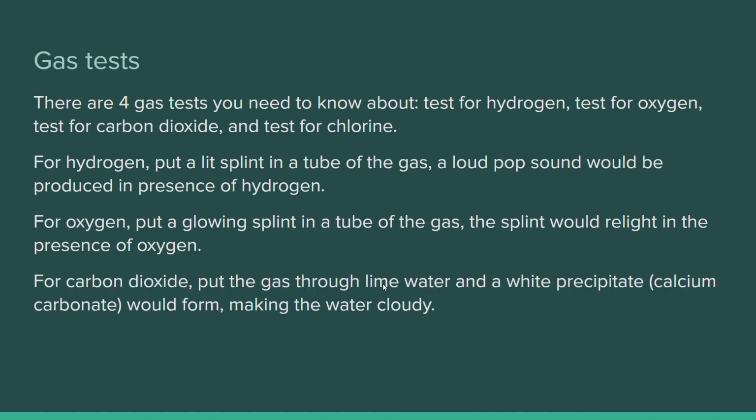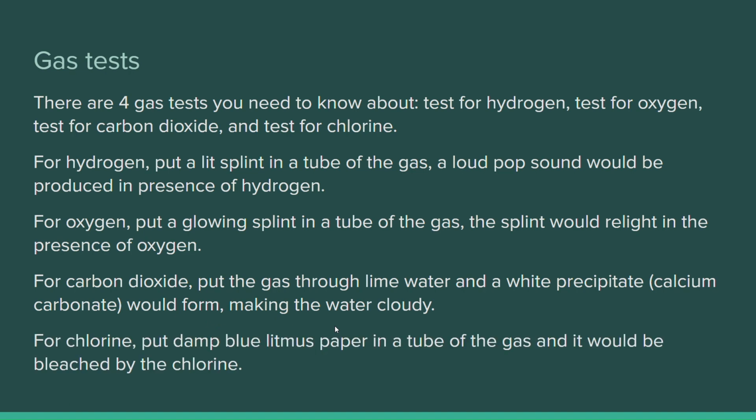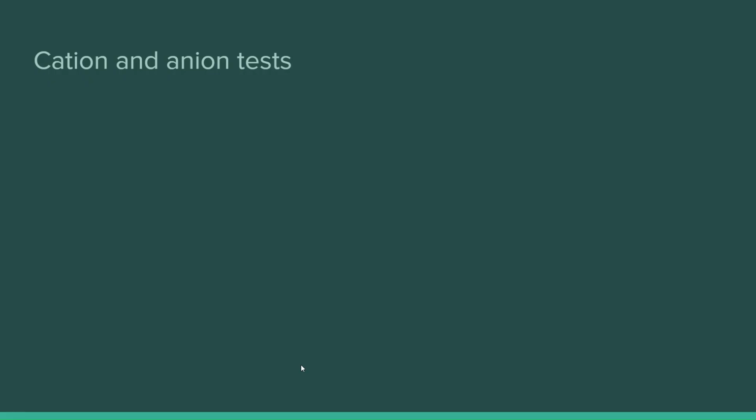For carbon dioxide, you put the gas through lime water and a white precipitate would form, which is calcium carbonate or limestone, and that will make the water cloudy. And for chlorine, you put damp blue litmus paper in a tube of the gas, and it will be bleached by the chlorine, it will be turned white.